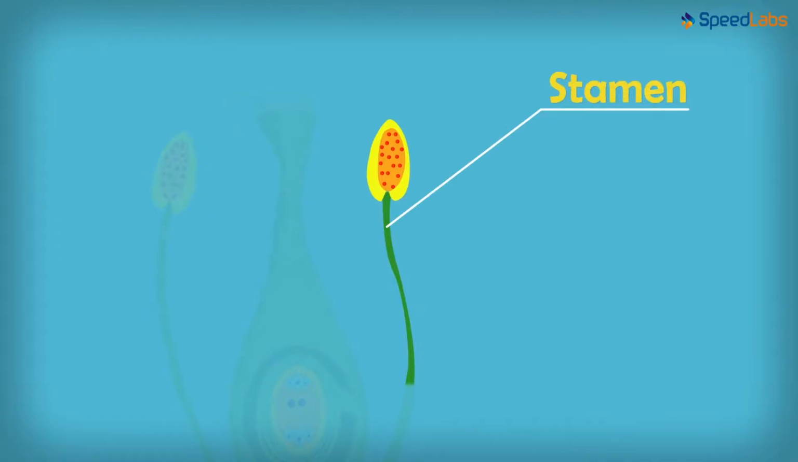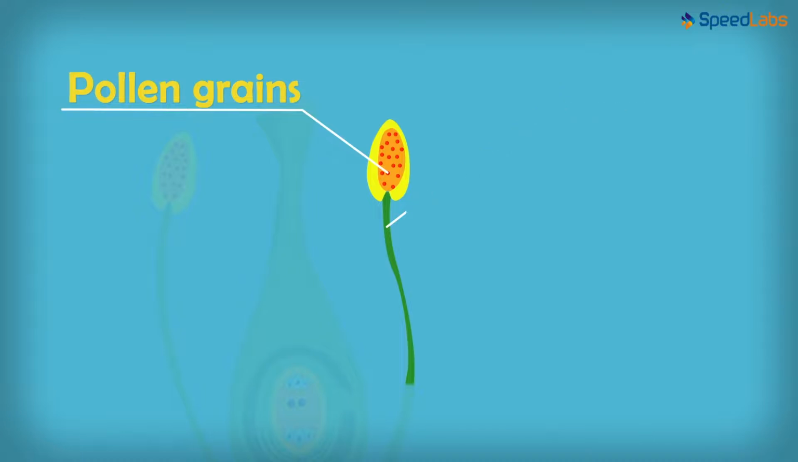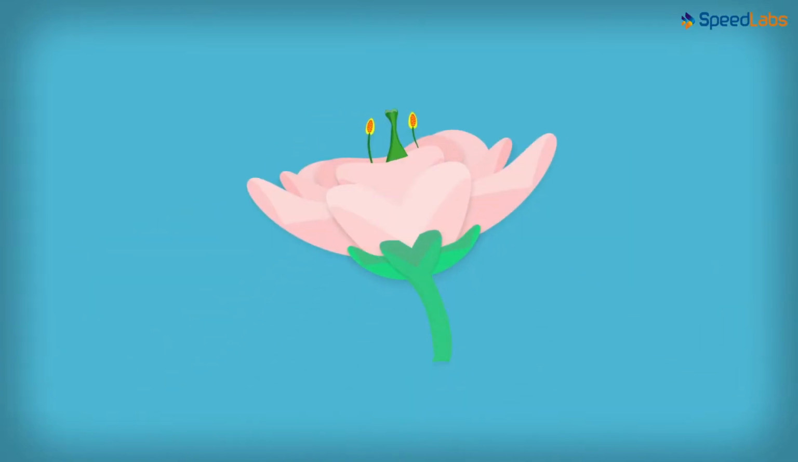Pollen grains? The stamen is the male reproductive organ of the flower and it produces these pollen grains. They are nothing but the male gametes. They are usually yellowish in color and can be seen clearly on the outside as in the hibiscus flower.